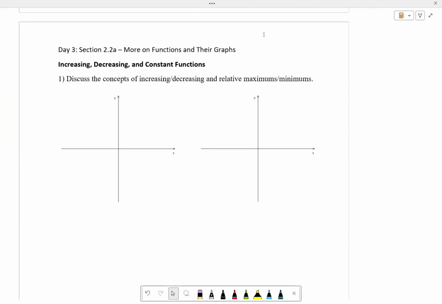Okay, the main thing you need to know is that functions are read from left to right, not up to down, right to left, or down to up. They are read from left to right. So when you see something like this, this would be called an increasing function because from left to right, the y values are increasing. So I'll let you read it from this side to this side.